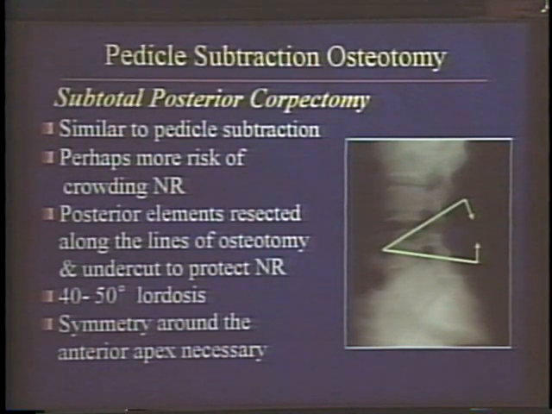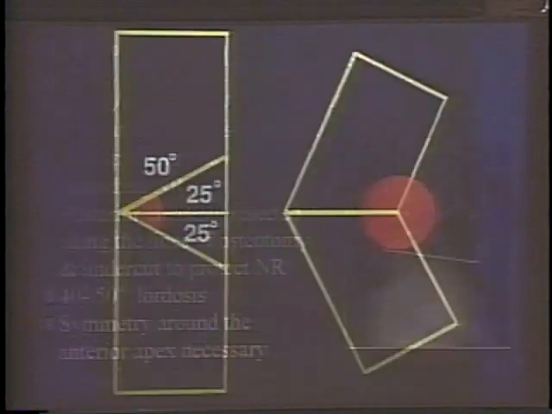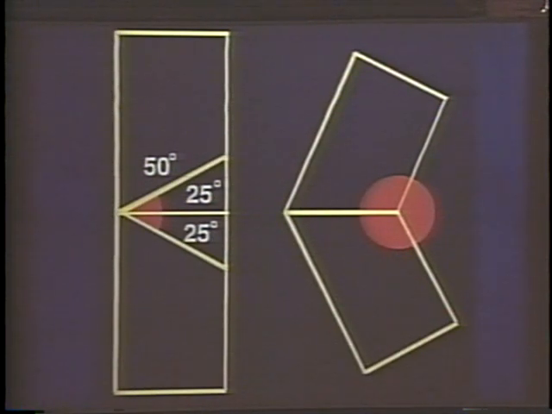If we want to expand that to a subtotal corpectomy, this is very similar to the pedicle subtraction. There's probably more risk of crowding the neural elements. The posterior elements need to be undercut to protect the neural structures, and we need to be very careful that there's no compression by the edges. And symmetry around the anterior apex is also desirable without coronal deformities. And this shows the angles of the osteotomy, closing it to obtain approximately 50 degrees of correction.